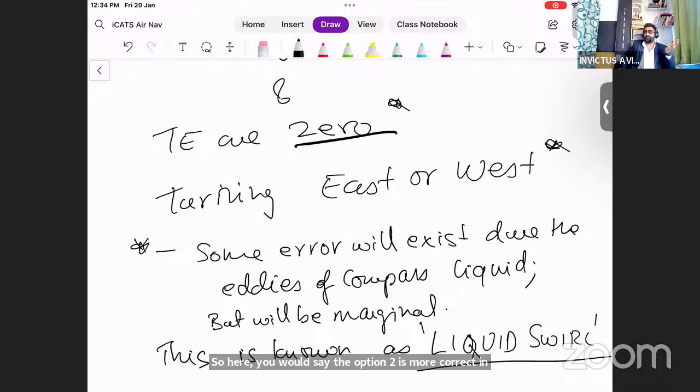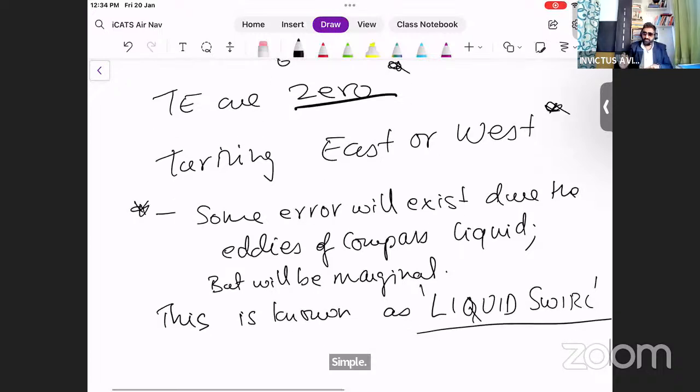Second type of question would be: turning errors are, mark the correct statement, maximum while turning east and west, maximum while turning north and south, or the reversal, maximum at all turns. So you would say maximum while turning north and south is the correct answer. Simple. Now, what is this north and south? I'll just show you.